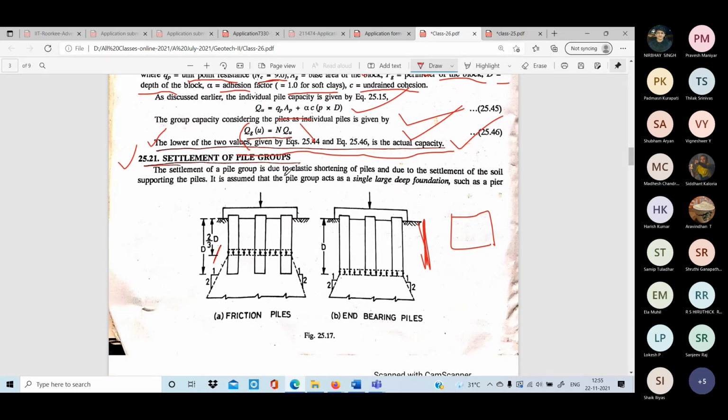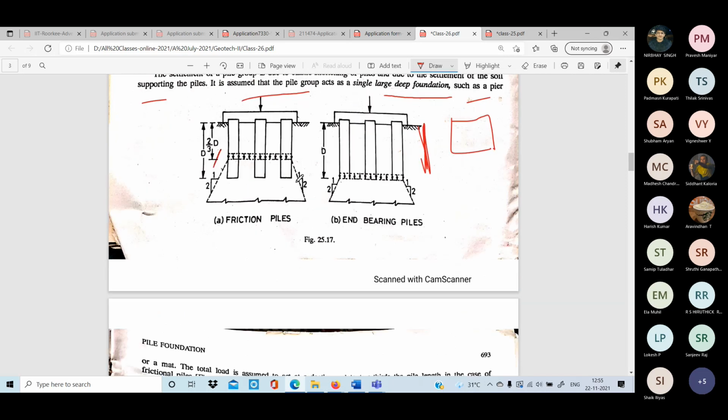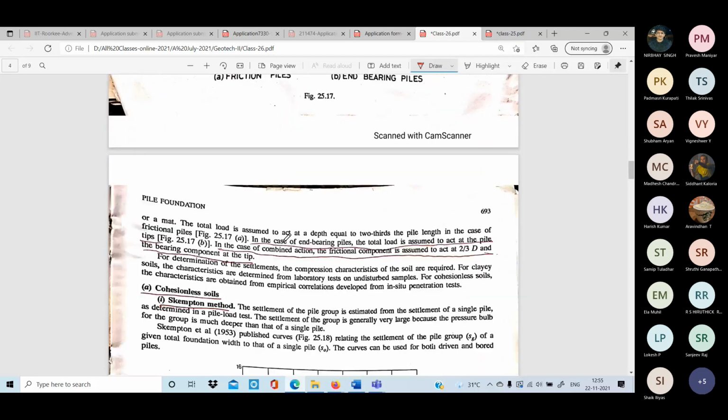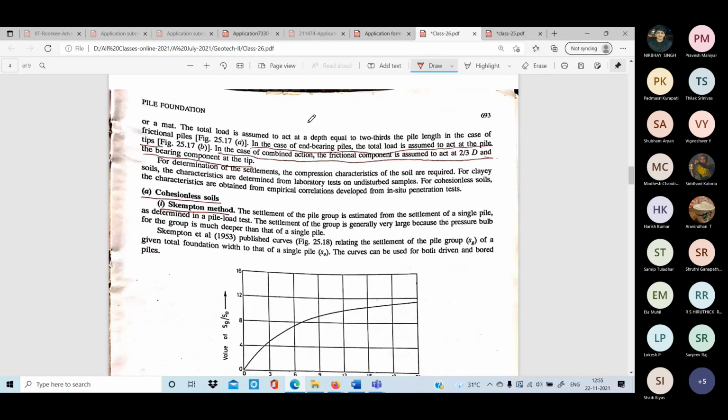The settlement of a pile group is due to the elastic shortening of a pile and due to the settlement of the soil supporting the pile. It is assumed that the group acts as a single large deep foundation, such as a pier or a mat. Now the load is assumed to act at a depth equal to two-thirds of the pile length in the case of friction piles, and in the case of end bearing piles, the load is assumed to act at the pile bearing tip.